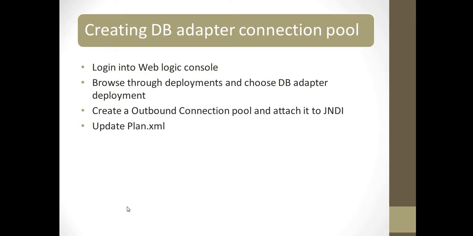Hello. In this video we are going to talk about how to create a DB adapter connection pool. So what we are going to do is log in to the WebLogic console, browse through the deployments and choose the DB adapter deployment, create an outbound connection pool and attach it to the JNDI that we created in the last video, and then we will update the plan.xml and, if possible, review the plan.xml that is created on the server.